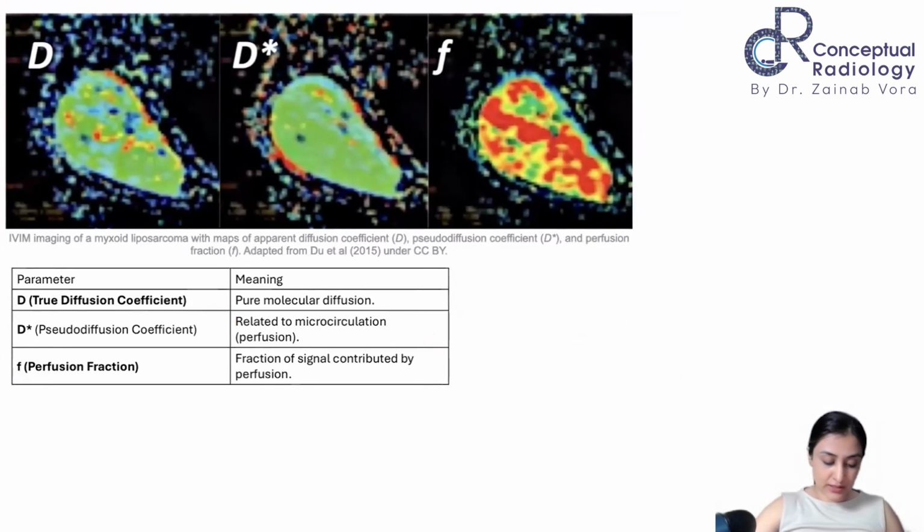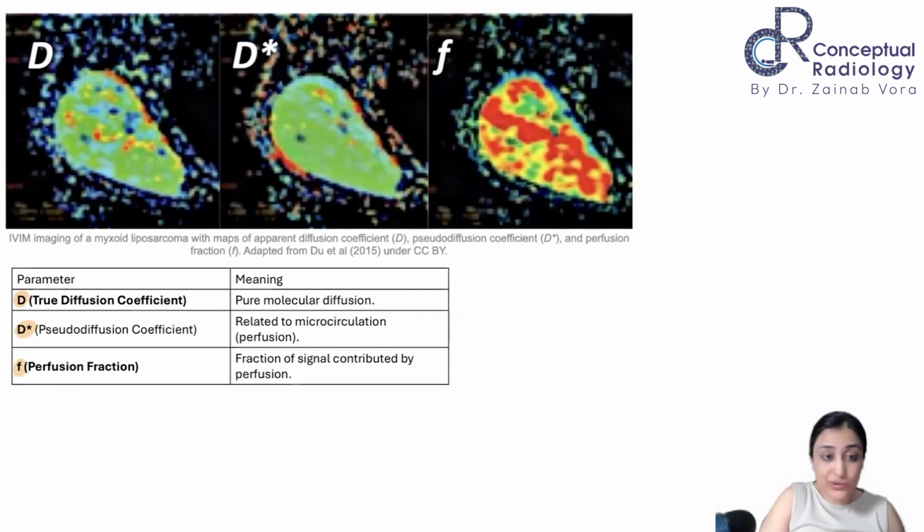तो थोड़ा सा और देख लो. So basically you have three terms. This is how the image is gonna look, right? So this is IVIM of a myxoid liposarcoma. So 3 parameters we get here. So this is what you should know. Like, it's good to know, not must know.